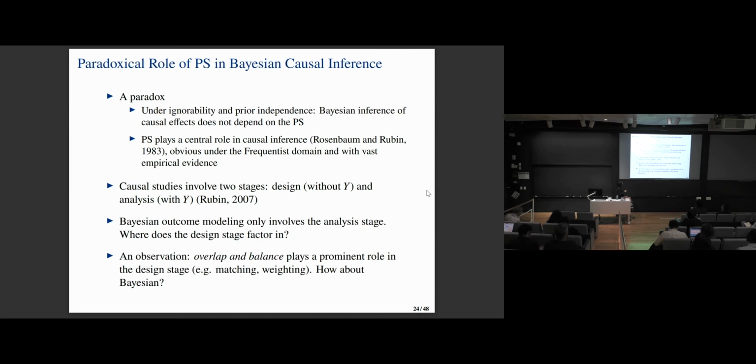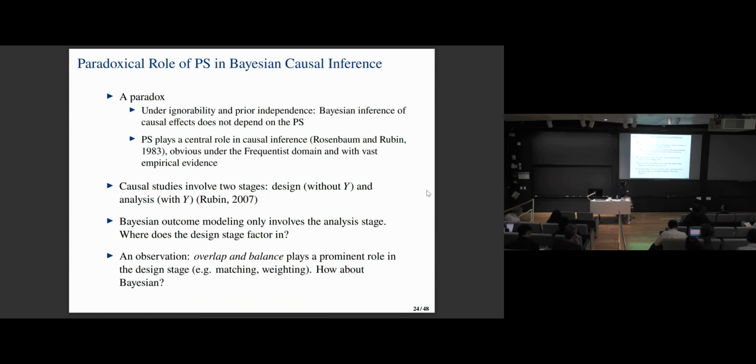When we do causal studies, causal people always say that there are two different stages. One is called the design stage, the other the analysis stage. The design stage, in causal inference in particular, means anything in collecting data that has nothing to do with Y. The analysis stage means anything that has something to do with Y. So Bayesian outcome modeling, if you assume prior independence and ignorability, seems to involve only the analysis stage. Where does the design stage factor in? So then that will become a problem.